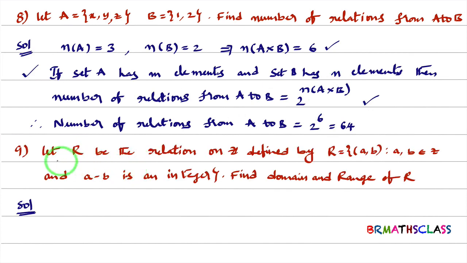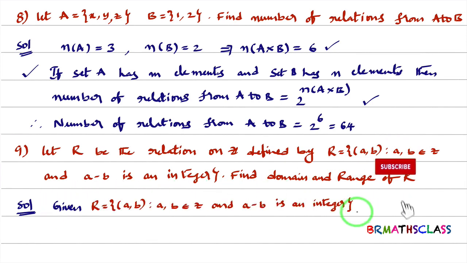You see this 9th question, what they are asking. They are given that R is a relation on Z. That means R is a relation from Z to Z. And the relation is defined as ordered pairs (a, b) such that a, b both are integers and a minus b is an integer. Then find the domain and range of the relation. First, I'll write the given relation. This is the given relation. This relation contains ordered pair a comma b, where a, b both are integers and a minus b is an integer.